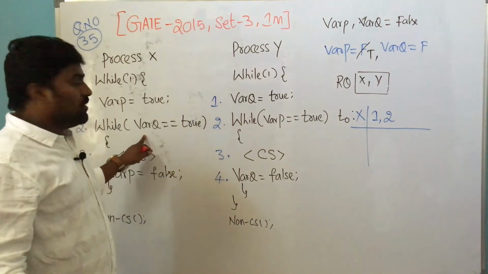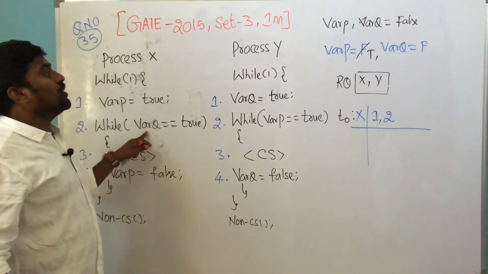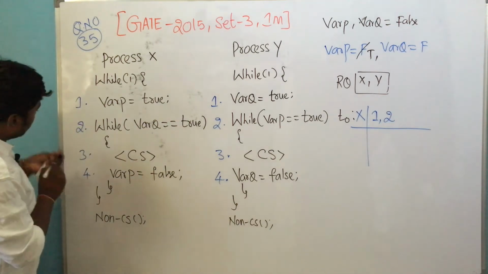Please do understand, there is no semicolon for this instruction. Var Q equal to true. Var Q value is false, and false equal to true, so the condition is false. This condition is false.